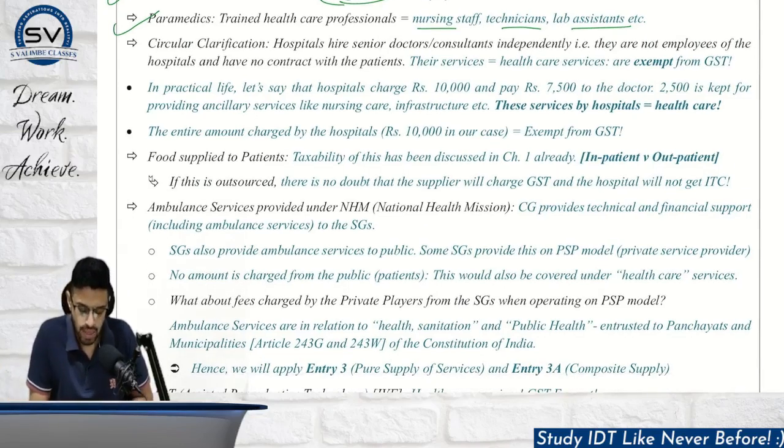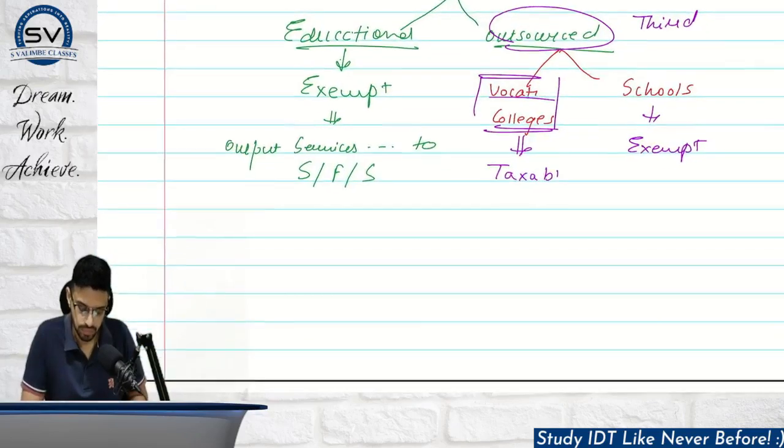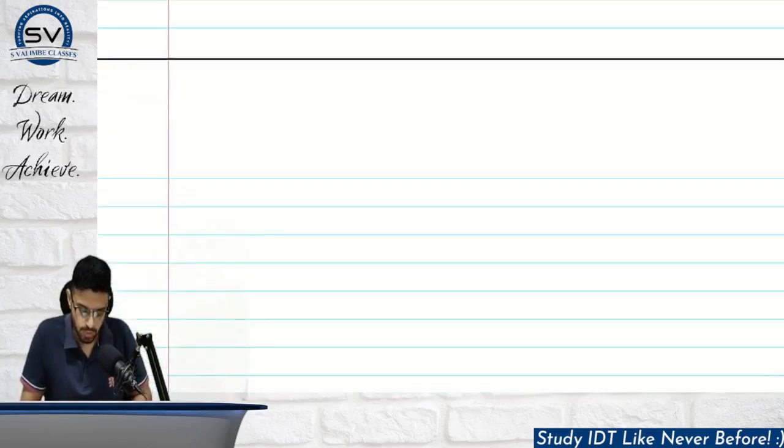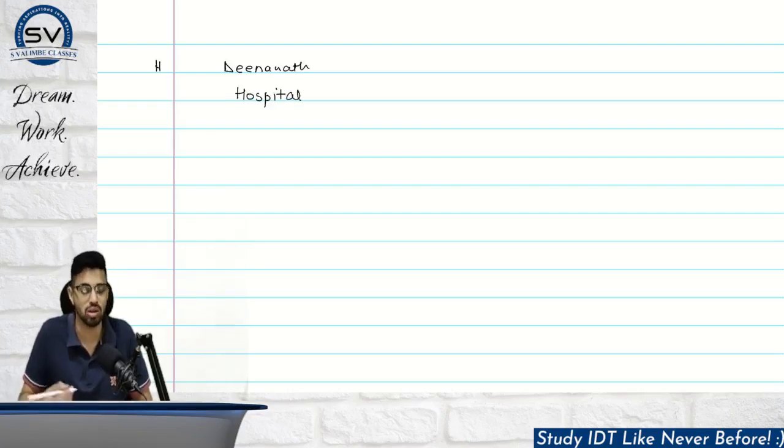Okay, now there was a circular clarification that basically says one thing, that let's say there is a doctor. I will take a simple example here. Now there is a very famous hospital in Pune, Dinanath. You might have heard it somewhere, Dinanath Hospital. Now it basically does not hire the doctors. It keeps the doctors on as consultants, right? So there is one doctor, let's say Dr. Shirish. He's a very famous cardiac specialist with respect to this hospital.